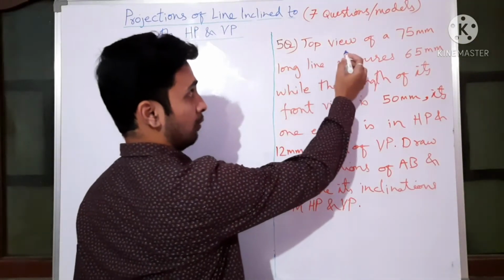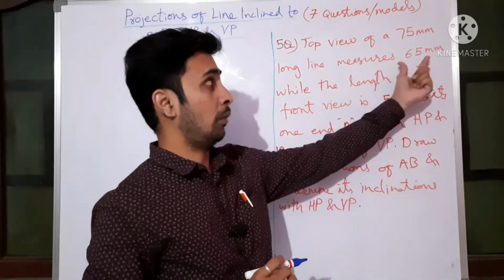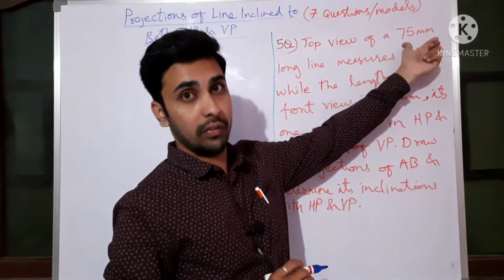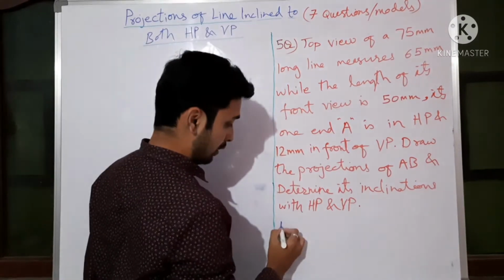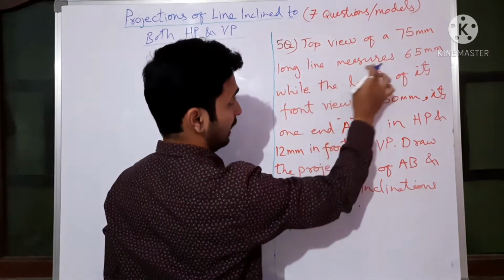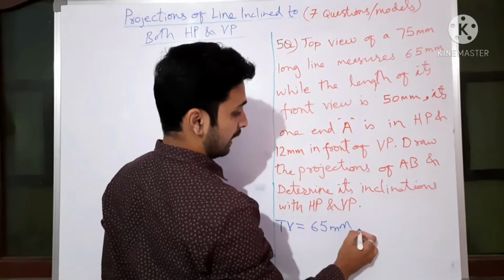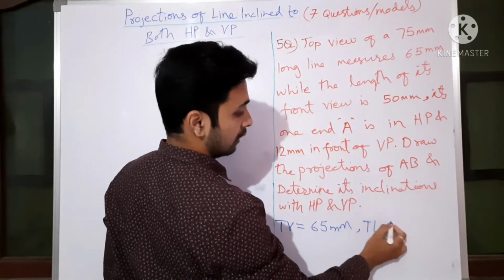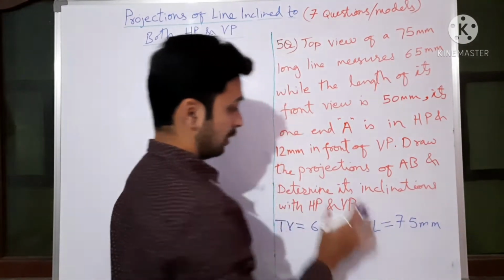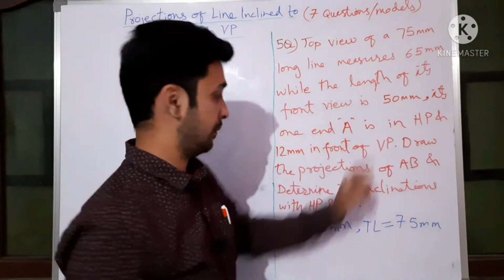Top view of a 75 mm long line measures 65. Means top view is 65 of what? Of a line which is of 75 mm actual. So here top view is how much? Top view of the 75 long line is 65. So top view is actually 65 mm, whereas the actual length of the line, that is true length, is 75. So this is the given data I am writing here. Front view is 50 mm.